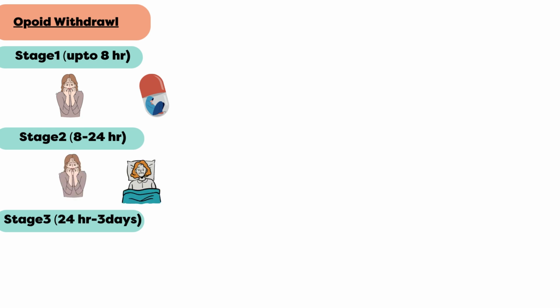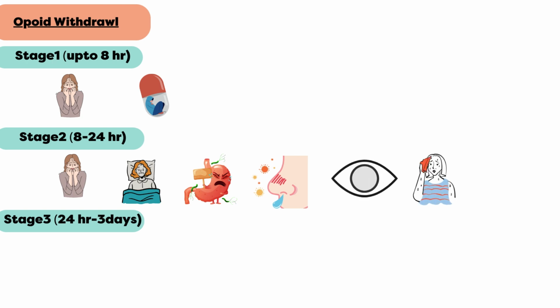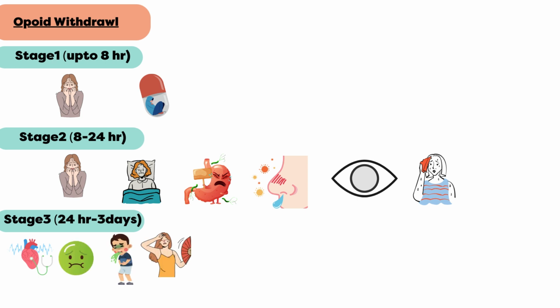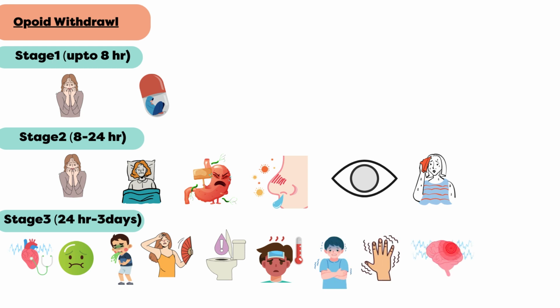It is divided into three stages. Stage 1 is up to 8 hours. Patient becomes anxious and craving for the drug increases. Stage 2 starts from 8 hours and ends at 24 hours after withdrawal, resulting in anxiety, insomnia, GIT disturbance, rhinorrhea, mydriasis, and diaphoresis. Stage 3 starts after 24 hours and remains for 3 days. Major symptoms in this stage are tachycardia, nausea, vomiting, hyperthermia, diarrhea, fever, chills, tremors, seizures, and muscular spasm.